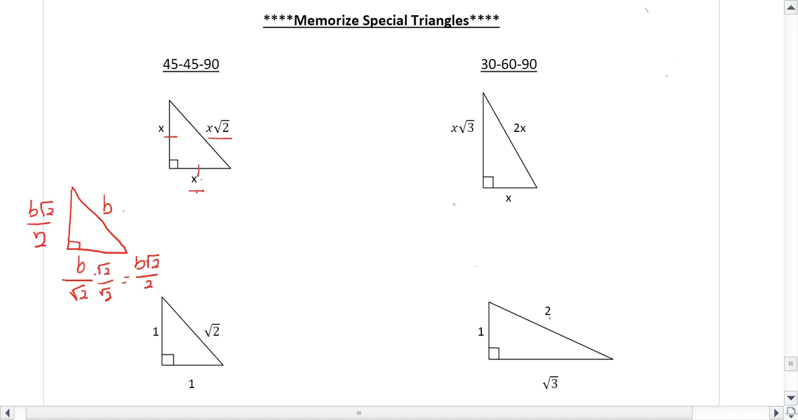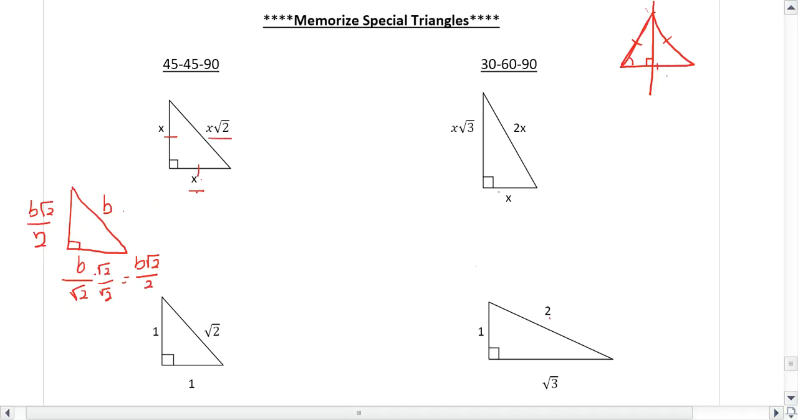Now looking at the 30, 60, 90, you could also build this, if you don't have it memorized, by looking at where it came from. Recall what an equilateral triangle looks like. All 3 sides are the same. All 3 angles are 60-degree angles. If I were to cut this in half, we would form a triangle that has a 60-degree here, a 90 here, and a 30 up here. And this hypotenuse is the same length as this side, which I just cut in half.